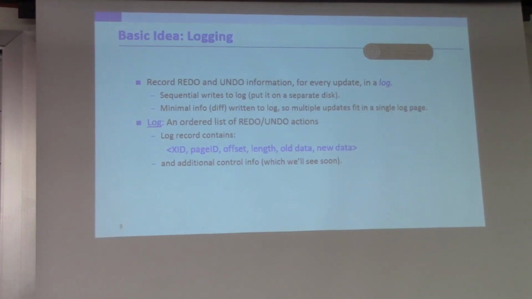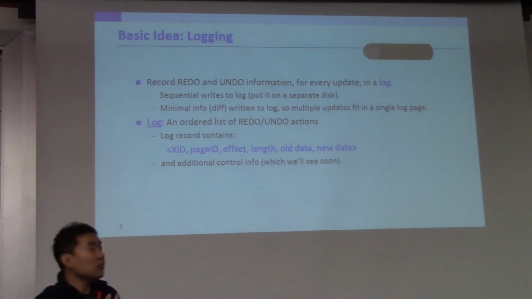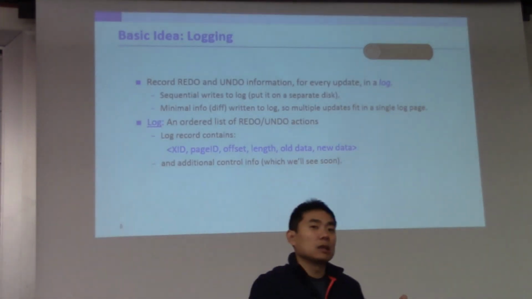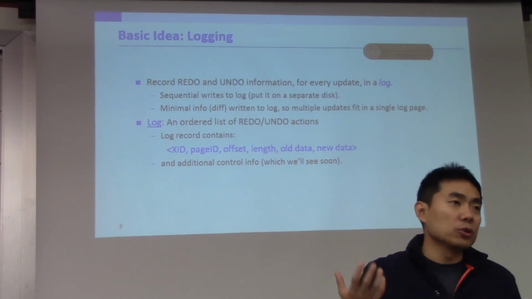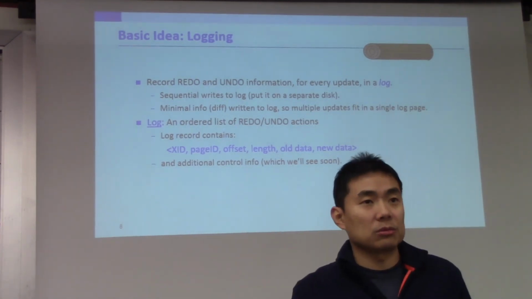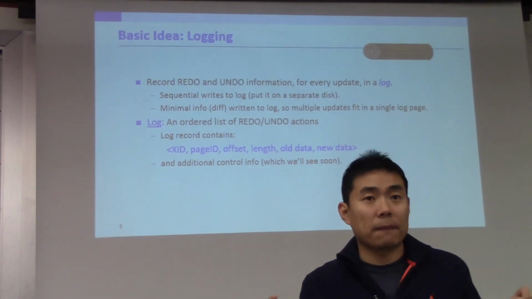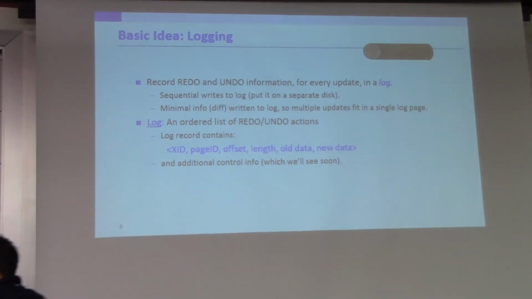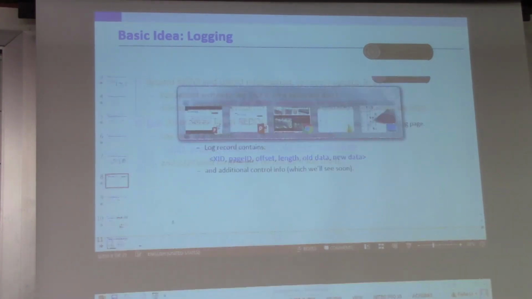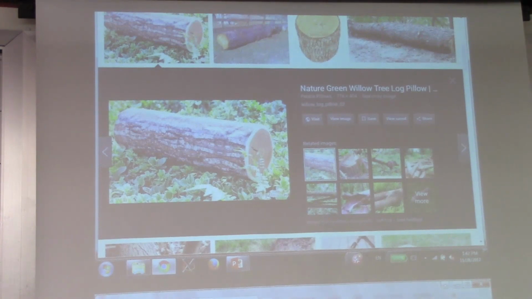For example, you are updating only this part of record A, so the offset is from here to here, beginning until here, and the length is this part. Then you remember the old value and new value. This information, if you think about it, is sufficient for you to do undo and redo. Does that make sense? Okay. So that's log. I will show you, see whether I can find an example of this.